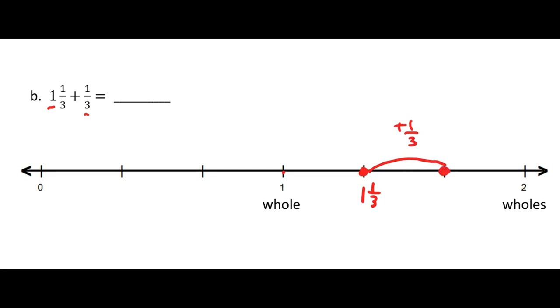Here's my sum. Now to figure out my sum, I know I'm in between 1 whole and 2 wholes, so that's 1, and then I'm 2 sections past the 1 whole. So that means I'm 2/3 past that 1 whole. So my sum is 1 2/3.